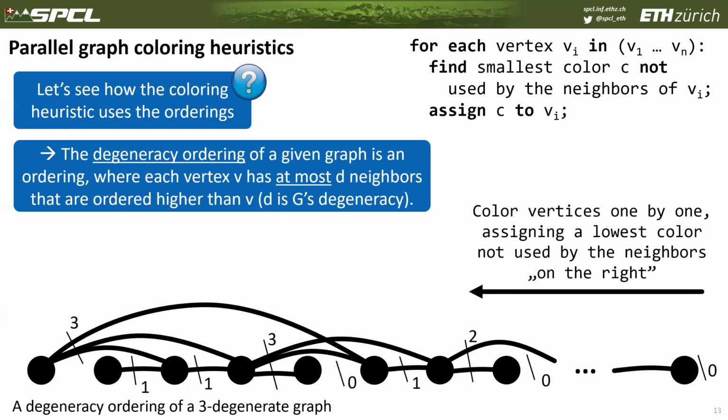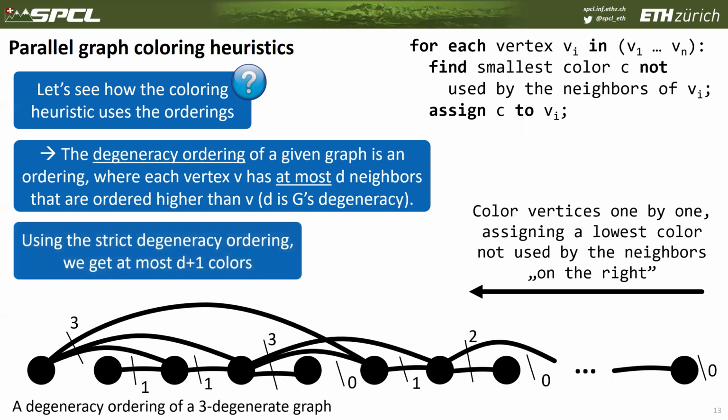Then to color the vertices according to this order, once we have this order, we simply iterate over these vertices from the right to the left. And at each step, we grab the next vertex and we consider its neighbors on the right. And we remember that in this ordering, there must be at most d neighbors on the right. And this means that we will immediately see that the maximum number of colors that we may use is d plus 1.